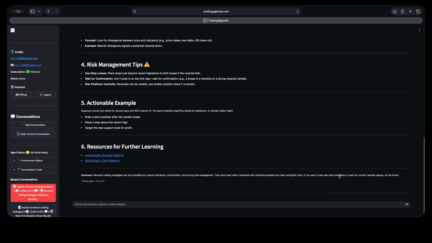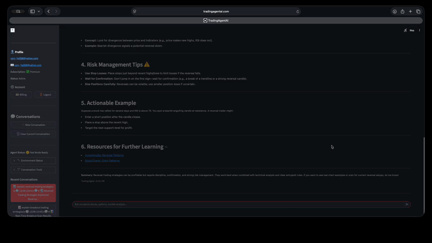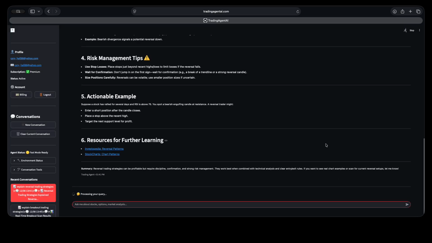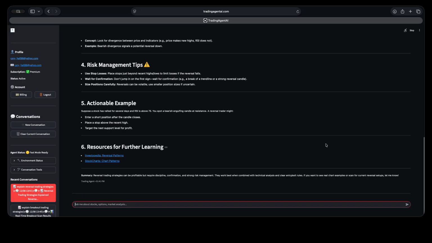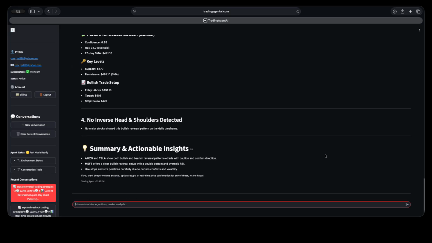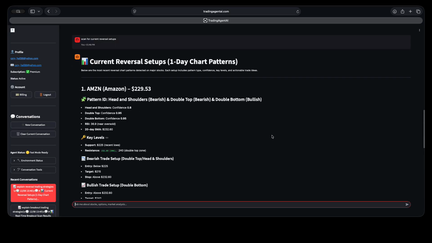If you want to see real chart examples or scan for current reversal setups, let me know. So let's scan for current reversal setups. We got some action, folks. So, current reversal setups.